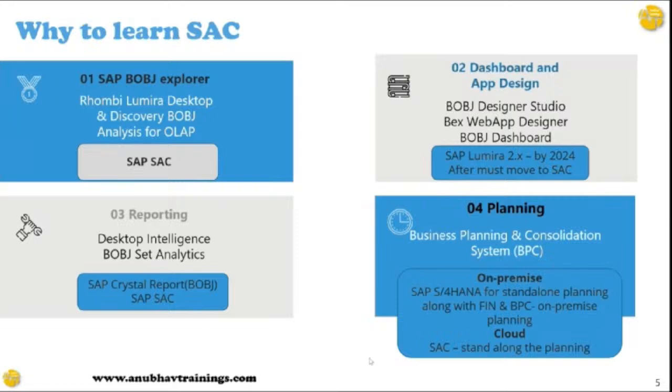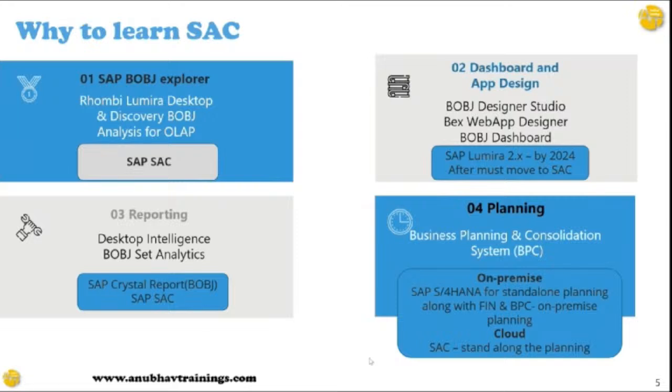So for example, if you're working as a BOBJ consultant doing data analysis, then currently you're using tools like BOBJ Explorer, Roambi, Lumira Desktop and Discovery, or BOBJ Analysis for OLAP. The majority of these tools are getting deprecated, and the only solution for your company now is to move to Analytics Cloud. So this is one major motivation especially for those who are working on SAP Business Objects. You would want to learn and upskill yourself on Analytics Cloud because all the future projects are going to be on SAC.